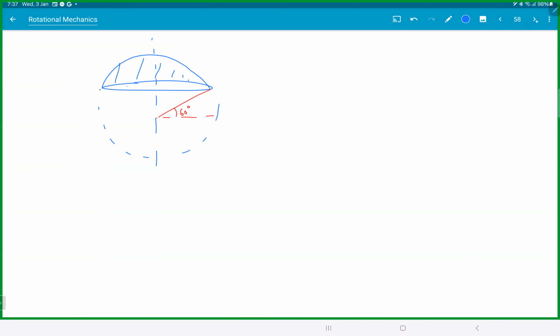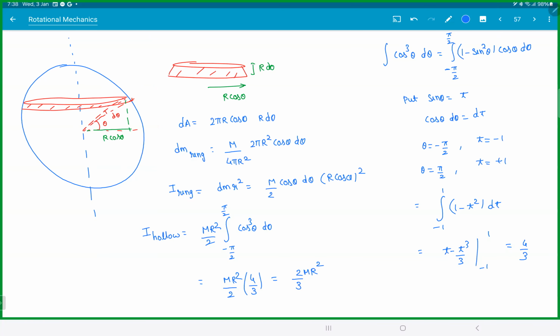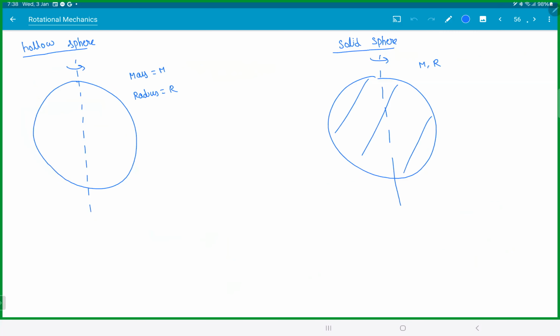But the moment people see this, they don't understand what to do. Got it? So this is a part of a sphere. So you can work that way also. Have a look at this. Got this? Now try for solid sphere.